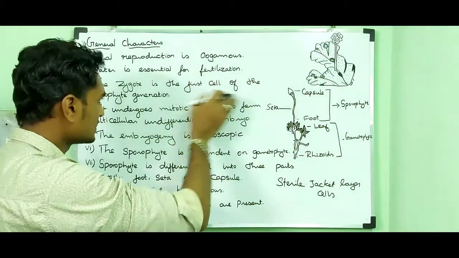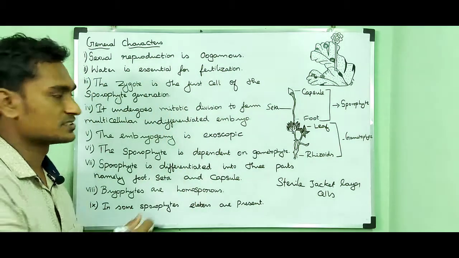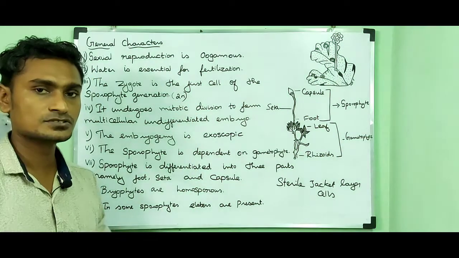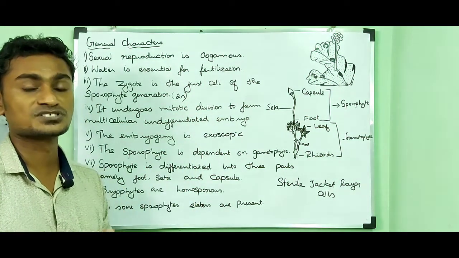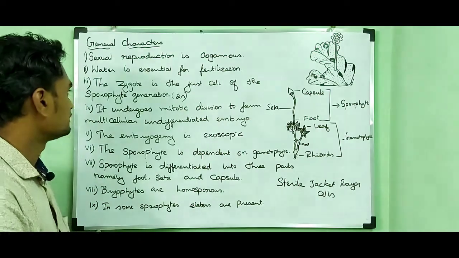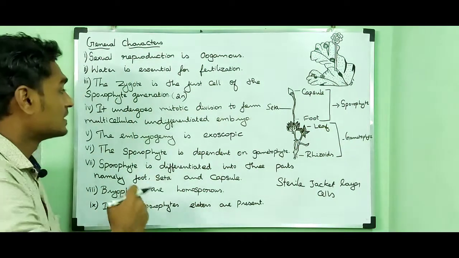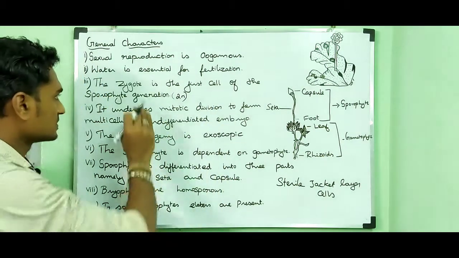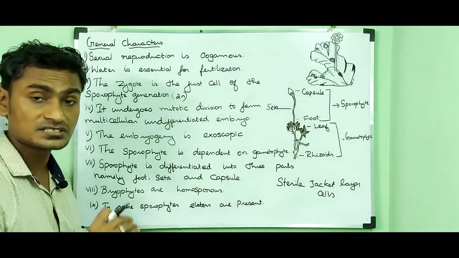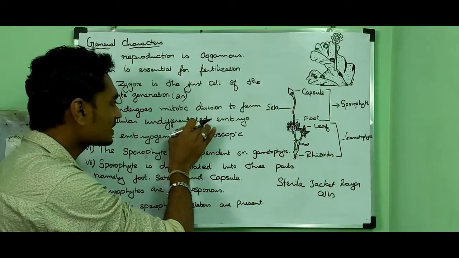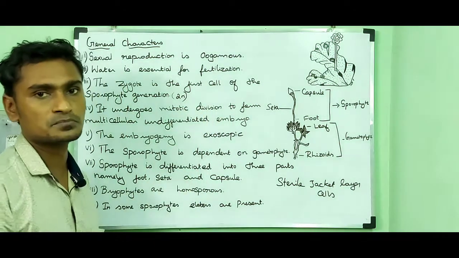Zygote is the first cell of the sporophytic generation. The sporophytic generation represents 2n. It contains two sets of chromosomes. They are diploid in nature. Then the zygote undergoes repeated mitotic division to form a multicellular undifferentiated embryo.